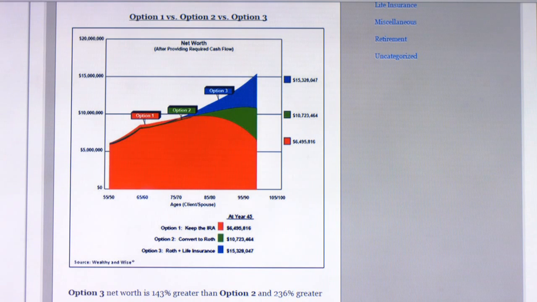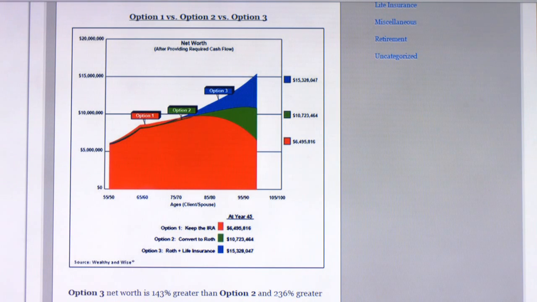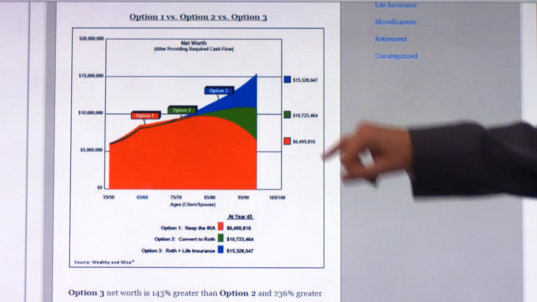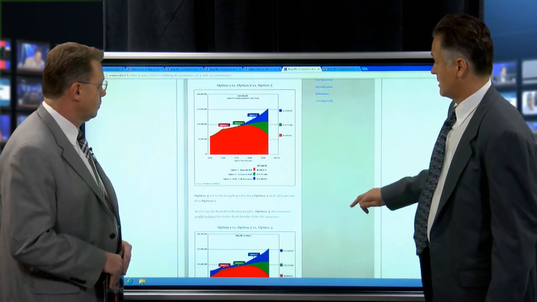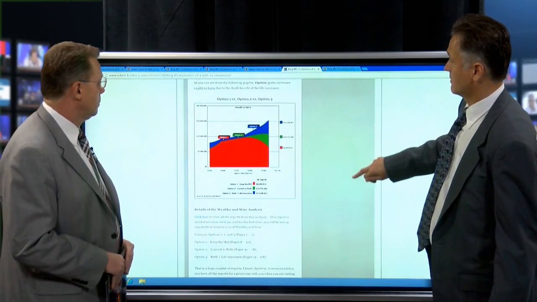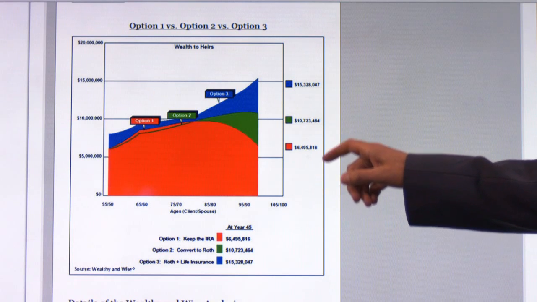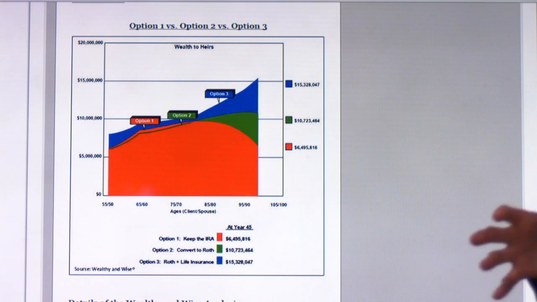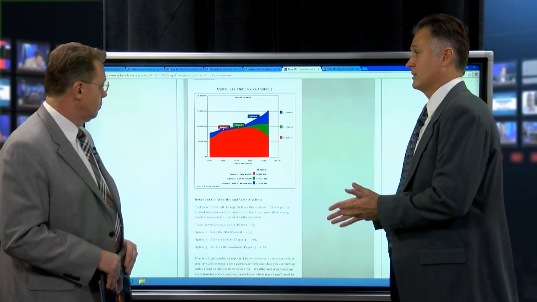Option 1, which was leave the IRA alone: you end up with $6.5 million. Option 2, convert the IRA to a Roth: we end up with 10. Option 3, convert the IRA to a Roth and purchase the life insurance policy: we end up with $15 million of net worth. Wealth to heirs, a similar comparison. As you can see there, you have $6 million, $10 million, or $15 million. So clearly better for the client, clearly better for the client's family and heirs.